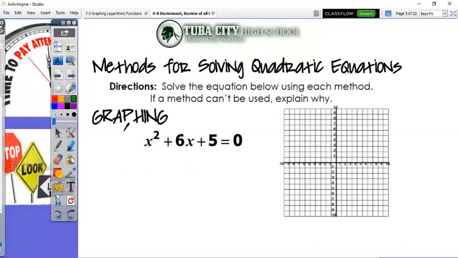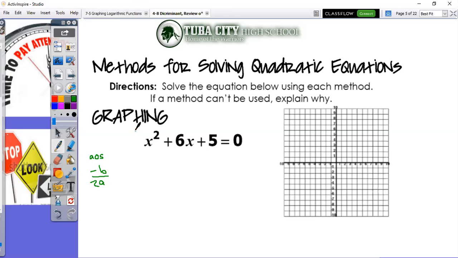All right. So we've covered many ways to solve quadratic equations. The first method we have is graphing. It's probably one of the ones that we spent quite a lot of time on. So negative b over 2a. So we need to get our axis of symmetry.